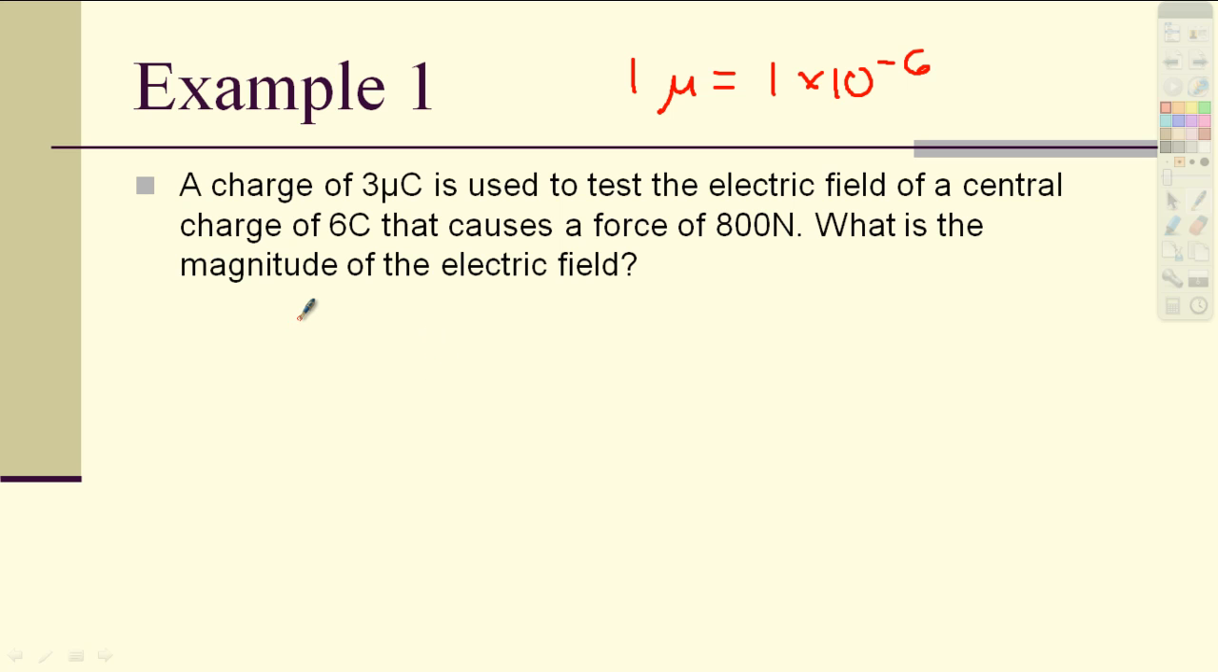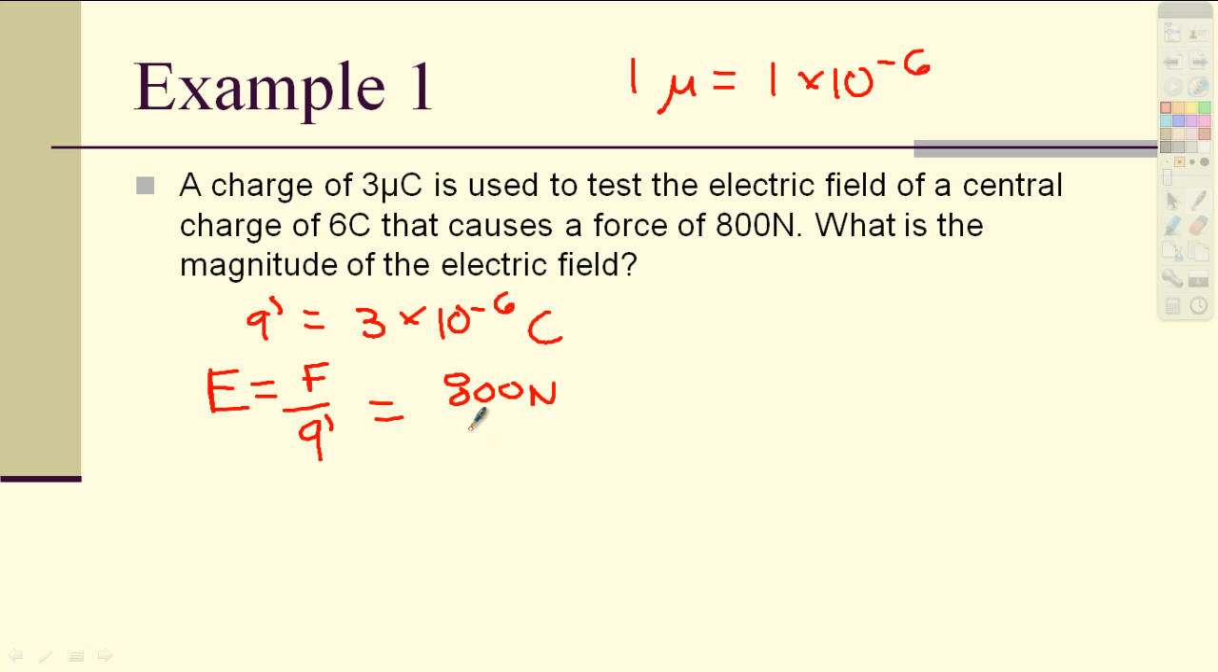Alright, so our test charge is the 3 microcoulombs. We're going to convert that into coulombs. So our charge, our Q prime, equals 3 times 10 to the minus 6 coulombs. And our equation is E equals F over Q prime. So we plug stuff in: 800 newtons divided by 3 times 10 to the minus 6 coulombs. And let me find a calculator.